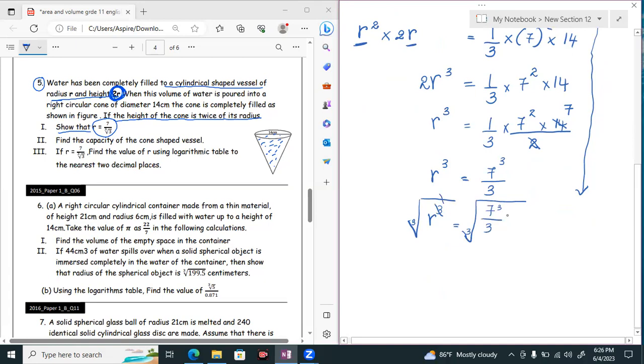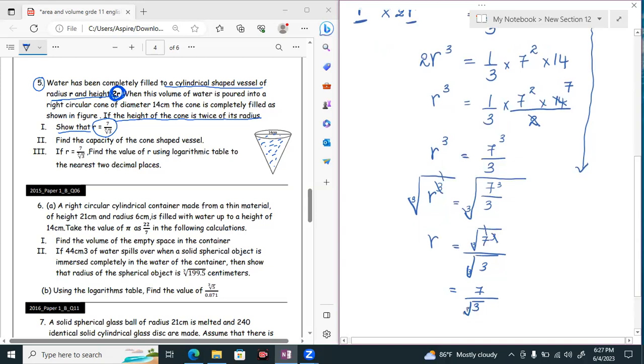Now here you can see that when you take the cube root, we have to take the cube root of the numerator and denominator separately. Here it is cubed, so the cube root is cancelled. Then it's remaining 7, 7 upon the cube root of 3. Now you can see we have obtained the answer that we had to show.